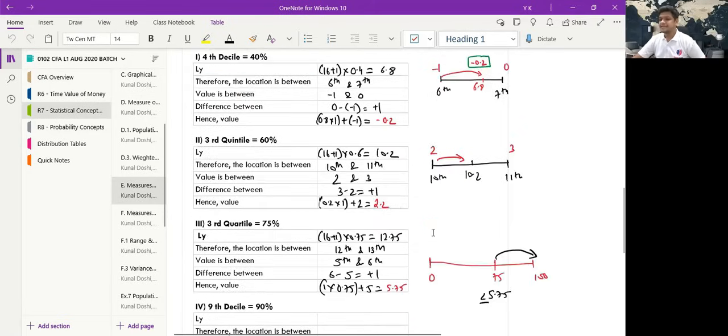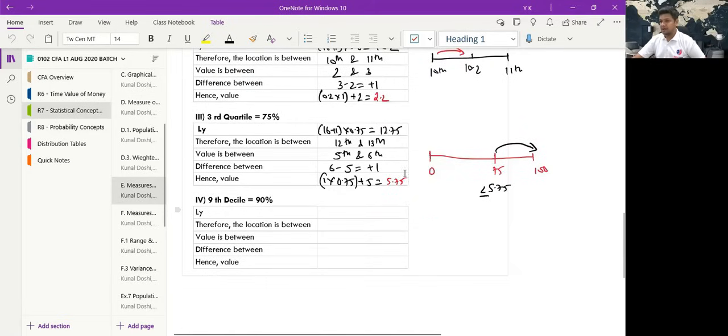So now in the same manner, can you find the last one? 9th decile, everyone? 9th decile means bottom 90 percentile. So we are actually focusing on the top 10 percentile. So we are trying to find the location of all those people who are in the bottom 90 percentile, right? So this will be 16 plus 1 times 0.75. Anyone with the number?